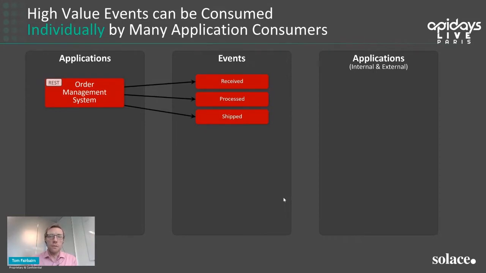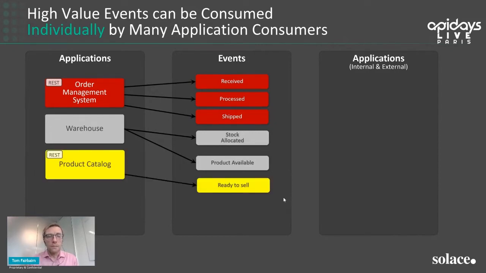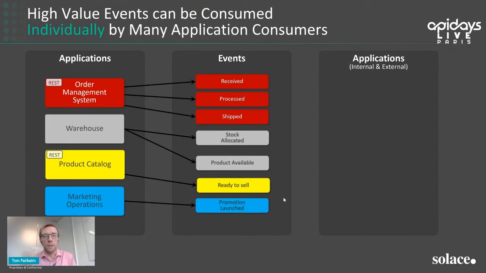So if we look at our order management system, we've got a REST interface where orders are coming in, and as a result of that, we've got events coming out like order received, processed, and shipped. In our warehouse system, we're probably allocating stock, and that's an event update, and maybe there's new product that's come into the warehouse that's now available. And in our catalog, there's a lot going on there, but potentially one of the things is that there's a new product that's now ready to sell. And if we look at our marketing team, they may be wanting to launch promotions, right? So this could be 2 for 1 or extra 50% free, that kind of thing. So we've got a whole bunch of events in the middle there.